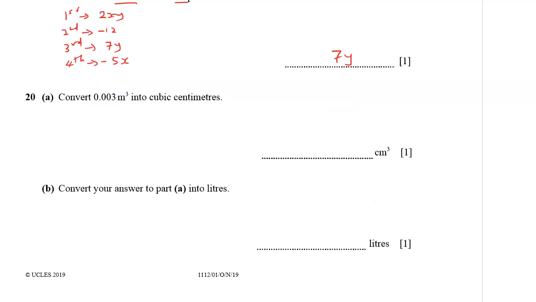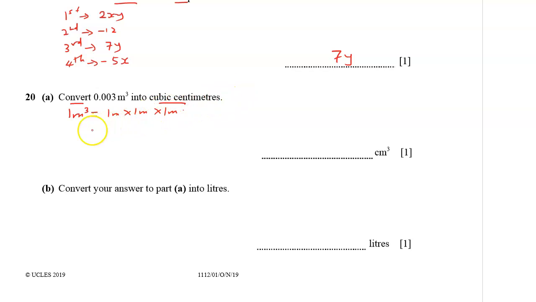Number 20. Convert 0.003 meters cubed into cubic centimeters. I'll show you a good method to do that. You start with 1 meter cubed. Of course, this is volume. It is the same as 1 meter times 1 meter times 1 meter.